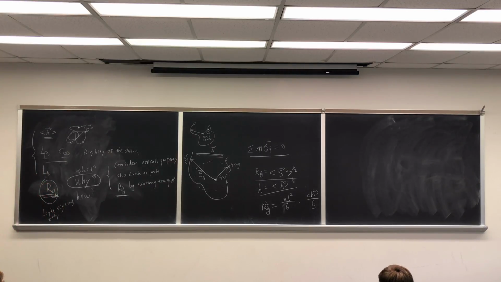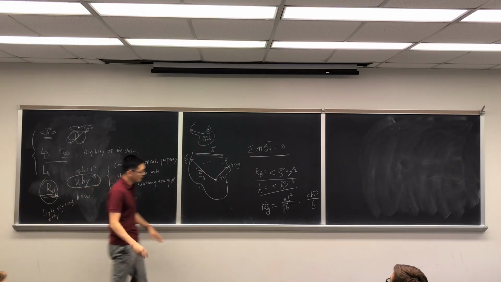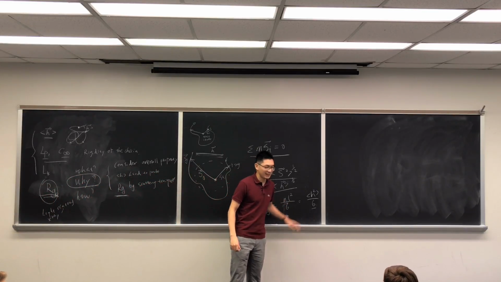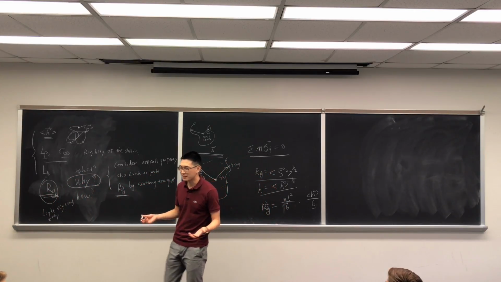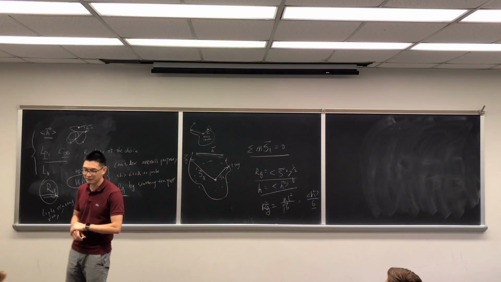Okay, so for the next 30 minutes, I will do something again, because it's a polymer physics class. I will explain to you a little bit how we get this very simple relationship between Rg and h squared. It's actually not that bad. It's relatively simple.